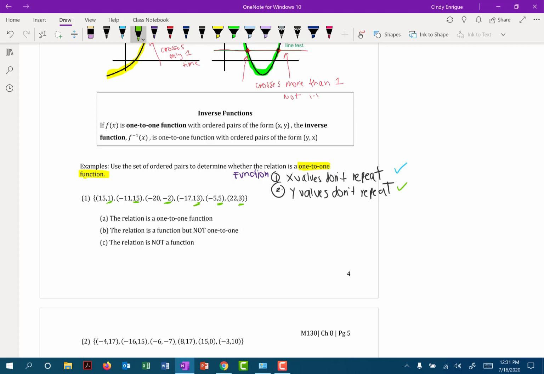Those don't repeat either. So since it is a function, and we also know that the y values don't repeat, this is a one-to-one. Okay? So this relation is a one-to-one function. That happens to be true because the x values and the y values don't repeat.